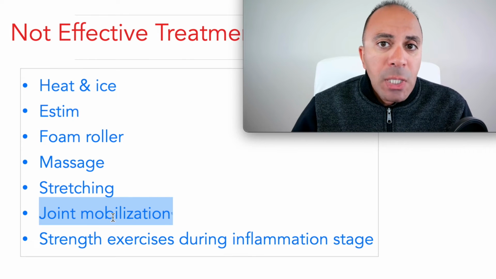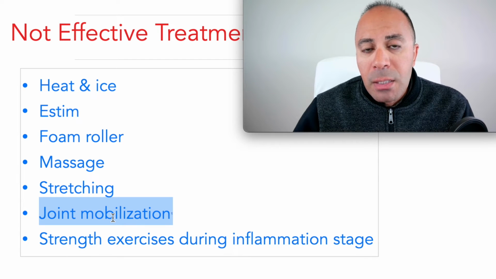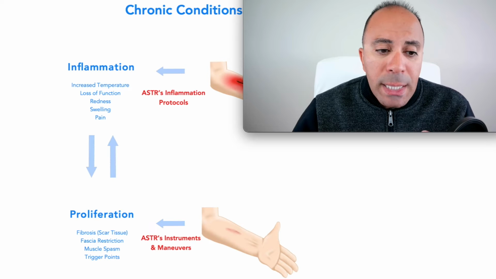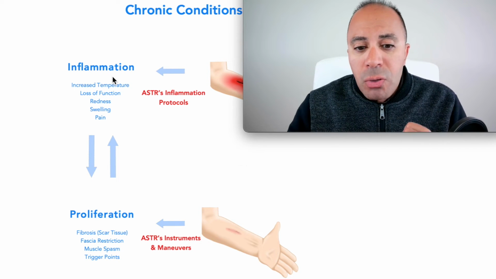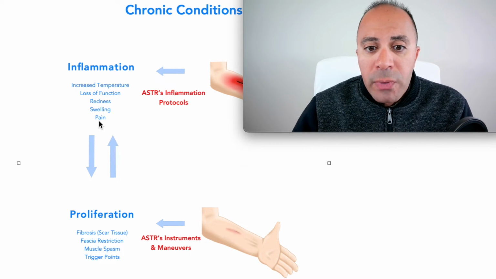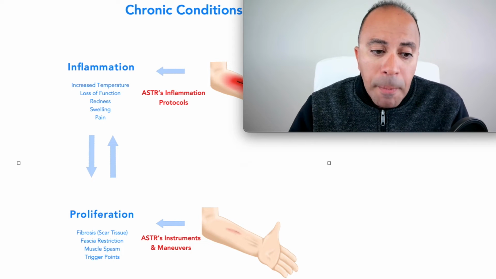Another thing that is commonly used is joint mobilization, but based on the studies, it provides either temporary pain relief or no pain relief. And when we look at the normal healing cycle, moving the joint is not going to do much for the proliferation stage. It might actually cause more inflammation if we overdo it. So it's irrelevant to treating tendonitis.